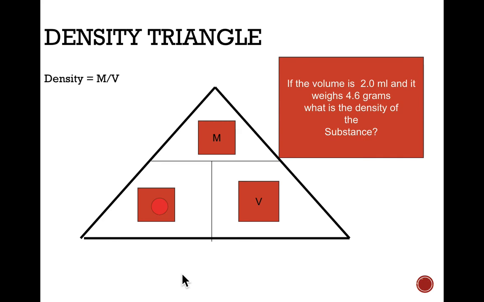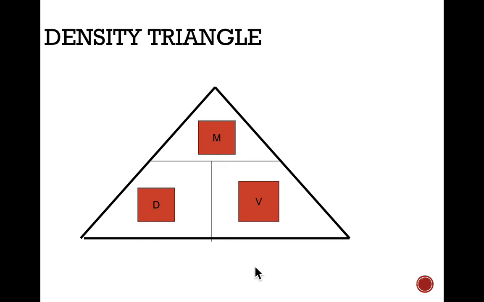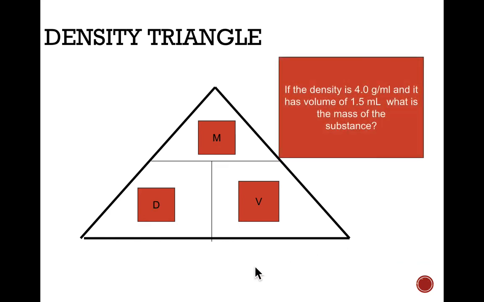If you solve for it, you will get 2.3 grams per milliliter, because 4.6 divided by 2 would give us 2.3. And again, that's the unit of density. In other words, it means that for every 1 milliliter of this substance, it weighs 2.3 grams. Okay, so let's look at another one.